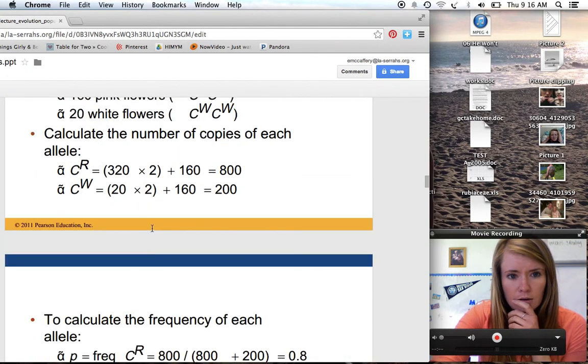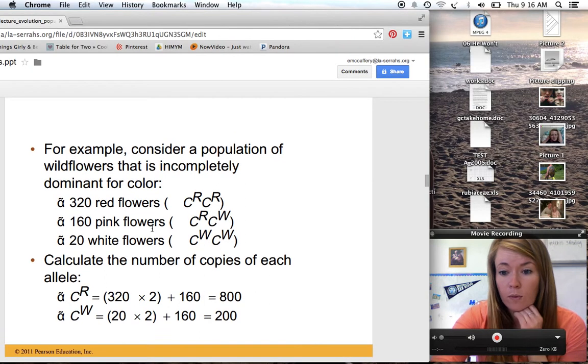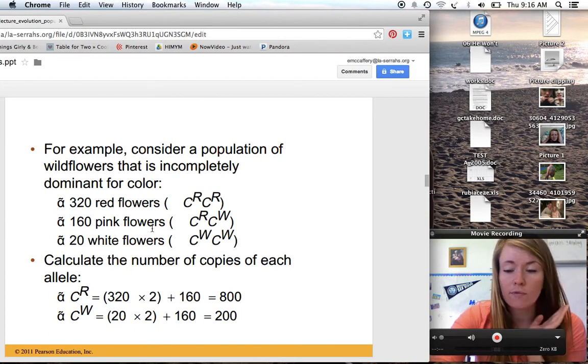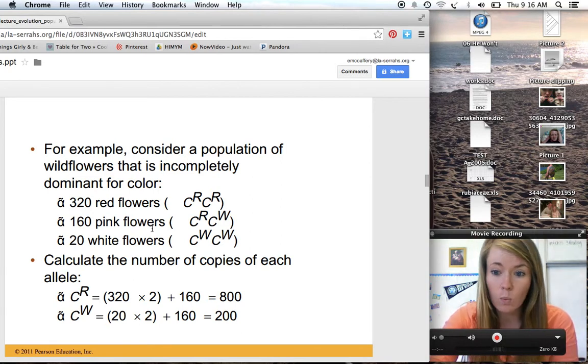Okay, so let's look at this population of wildflowers. It's incompletely dominant, so the heterozygous individuals are pink. The dominant are red, the recessive are white. So there's 320 homozygous red individuals, 160 heterozygous individuals, and 20 homozygous white individuals. So if we want to calculate the number of each allele, there's still only two. There's a red allele and a white allele.